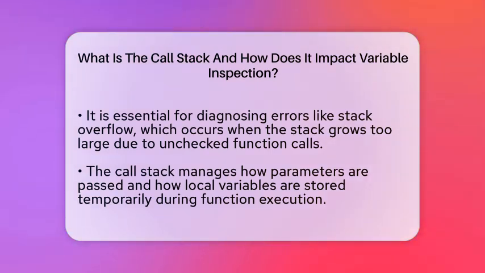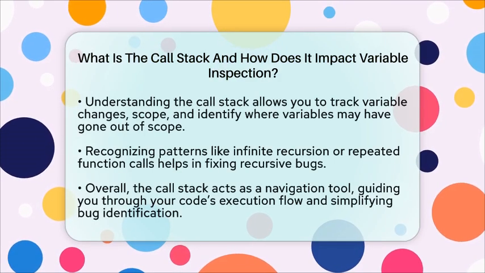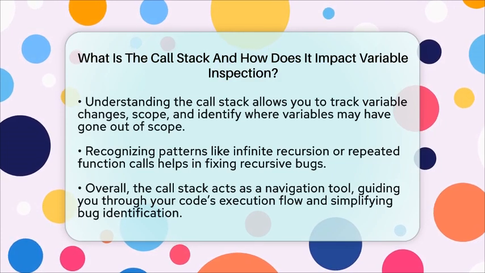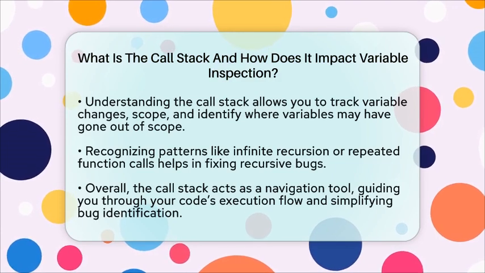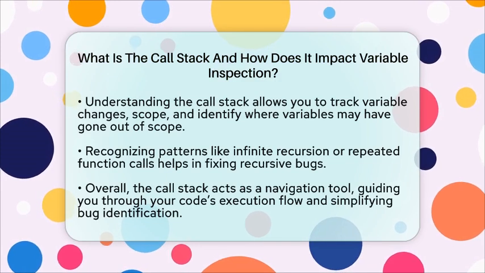In practical debugging, knowing how the call stack works helps you follow the flow of your program. You can see which functions were called and in what order. This makes it easier to understand why certain variables have specific values. You can also identify when variables go out of scope or disappear. If you see a variable suddenly missing, the call stack can tell you which function ended and why.